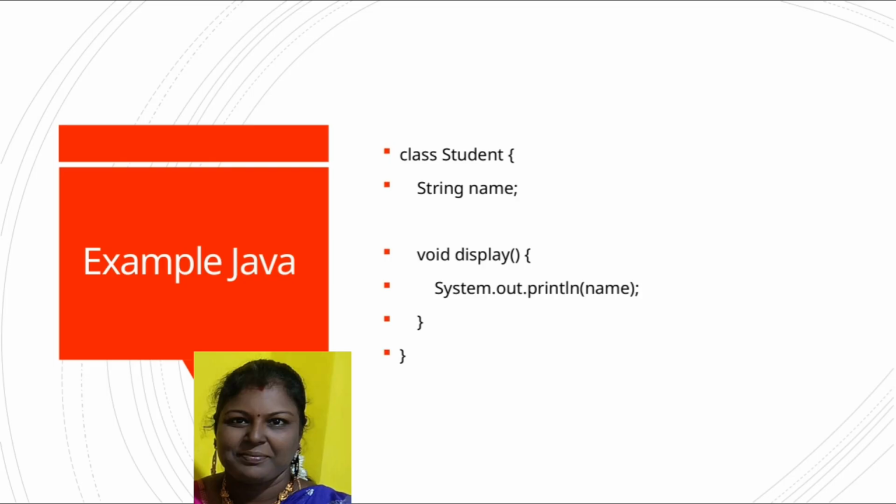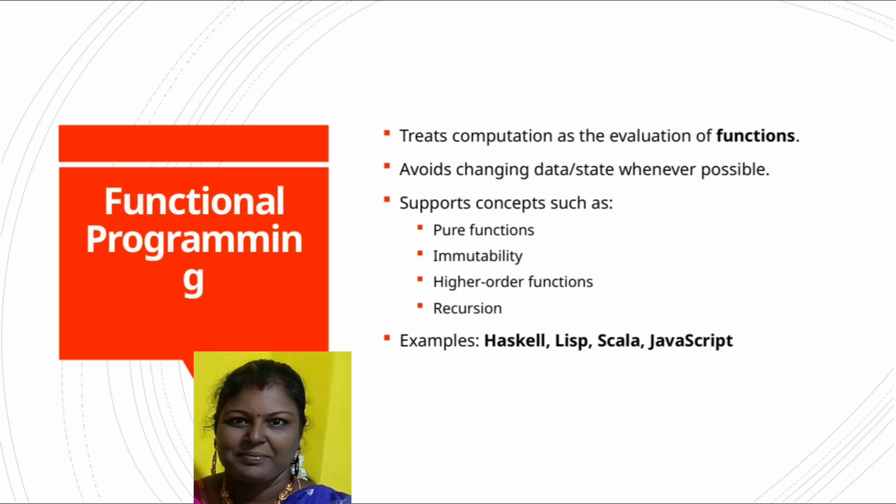Functional programming is all about treating computation as the evaluation of functions. It avoids changing data or state whenever possible, which helps keep things predictable and easier to understand. Key ideas here include pure functions, which always produce the same output for the same input. Immutability, where data doesn't change. Higher-order functions that can take other functions as arguments. And recursion, a way to solve problems by calling functions within themselves.